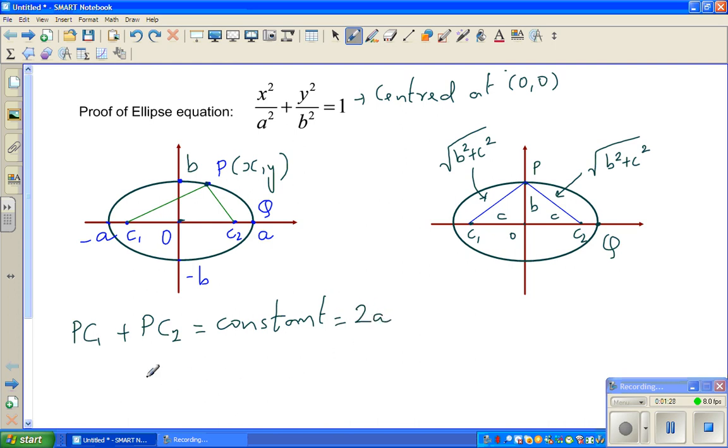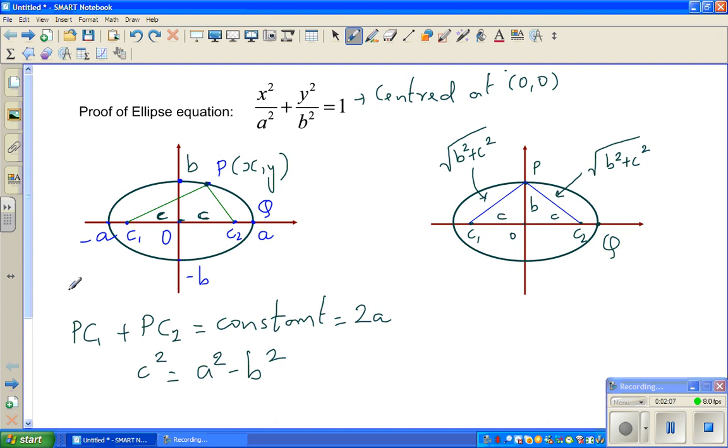This is called the focal length. C1 and C2 are the foci. So this distance is C and this distance is also C. We're also going to prove one more result, the relation between A, B, and C. C is the focal length, A is the major radius, and B is the minor radius. The relationship is C squared, the focal length squared, is A squared minus B squared. We're going to prove this first, and then we're going to prove this.